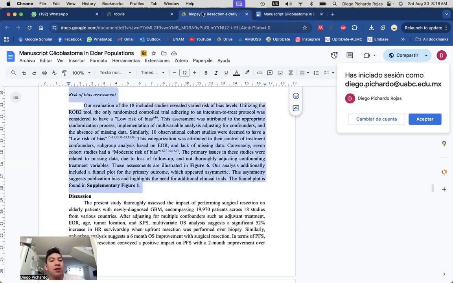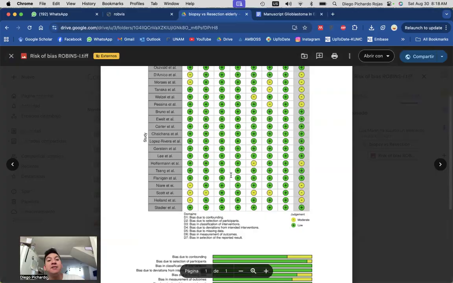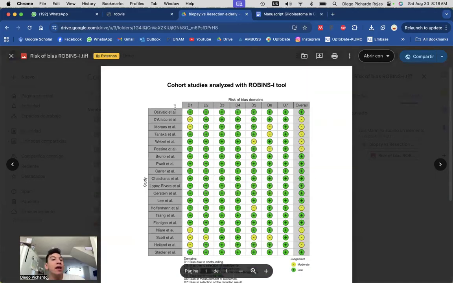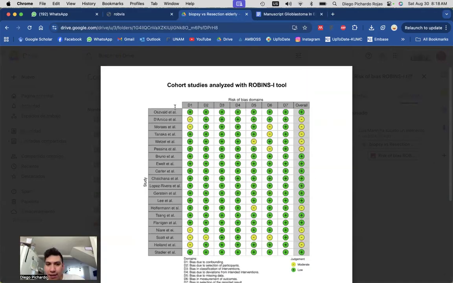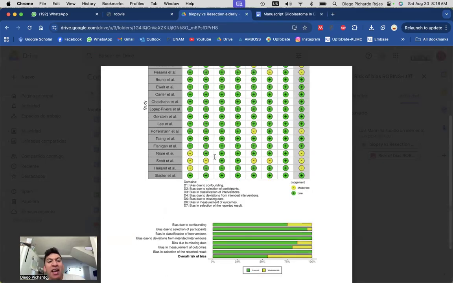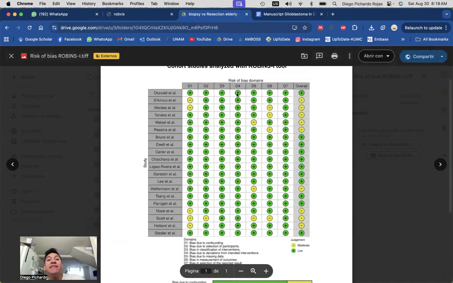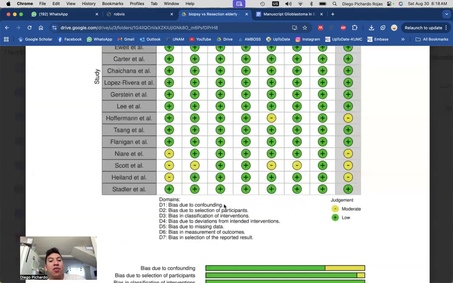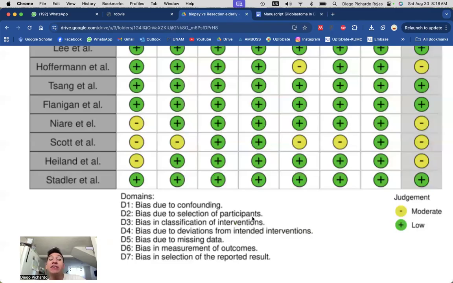So, as an example, the risk of bias is basically, all right, we included, I don't know, 30 studies from which Oswald was pretty good, D'Amico was pretty good, and there are seven domains that we need to answer for in each of the studies. How was the risk of confounding, the risk of bias due to selection of participants, the risk of bias due to the classification of interventions, and the risk of bias due to missing data and all other stuff.